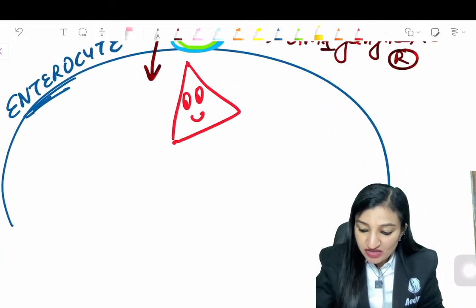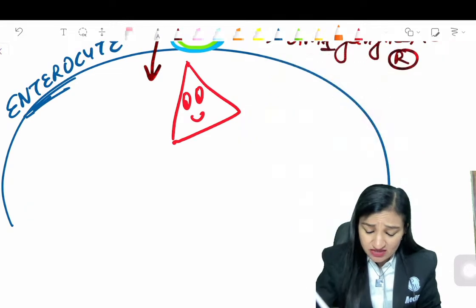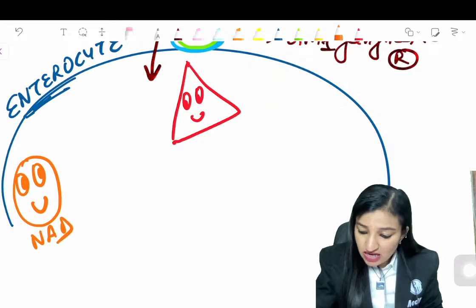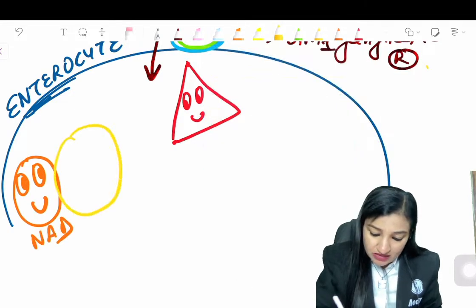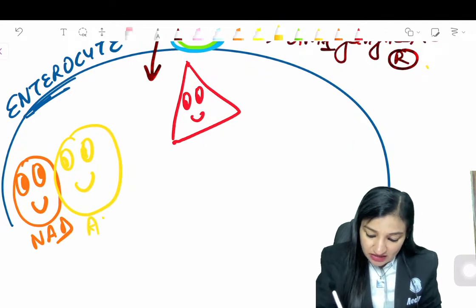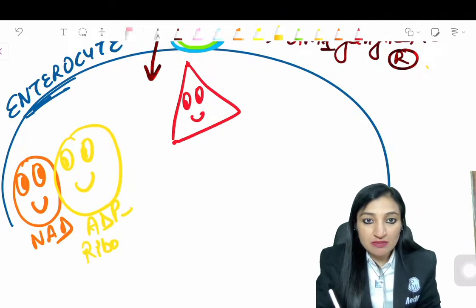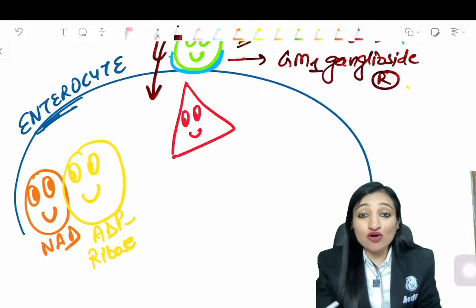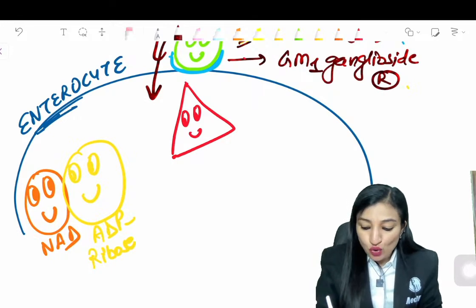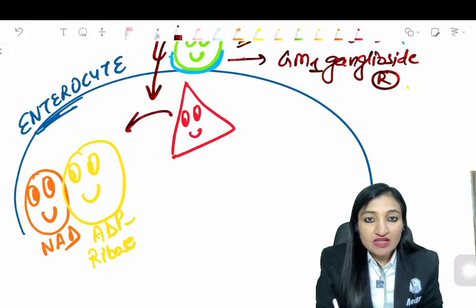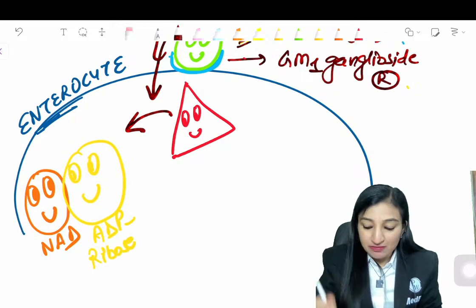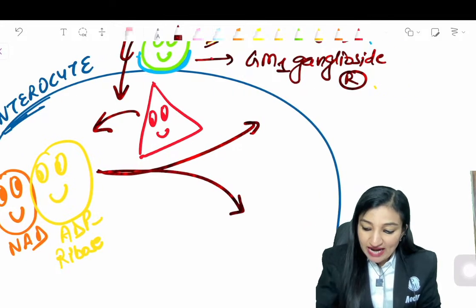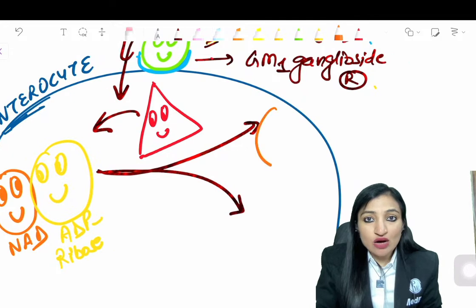And in the cytoplasm, we have got two best friends. Who are these best friends? One is NAD, and the other best friend is this yellow fellow. This is ADP ribose. And look at this, I have drawn them joined together. They are inseparable best friends. Okay, but their friendship ko nazar lag jati hai. The evil eye of A subunit is upon them. So when this evil eyed A subunit gazes at them, it is going to separate or create a rift in their friendship, so that NAD and ADP ribose now will part ways.